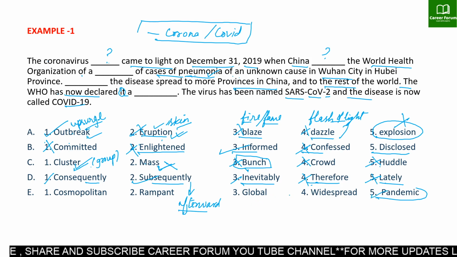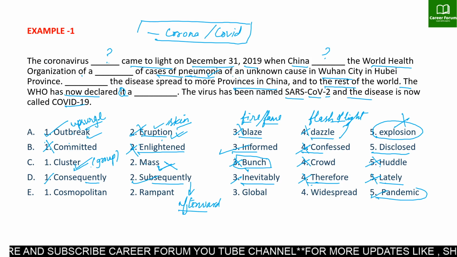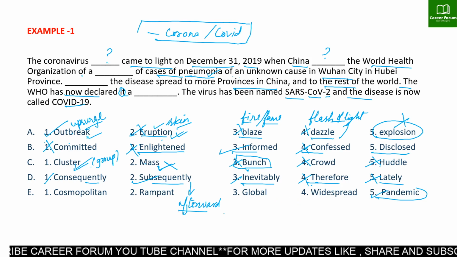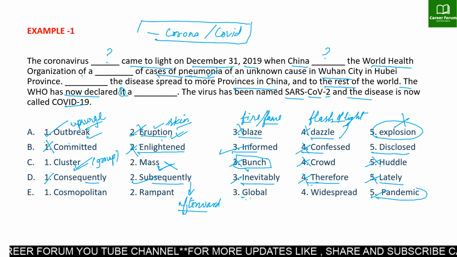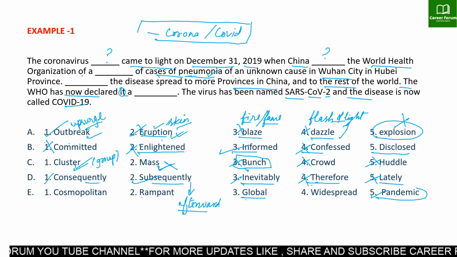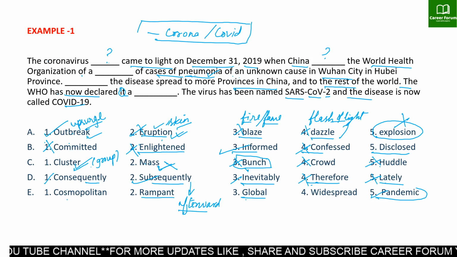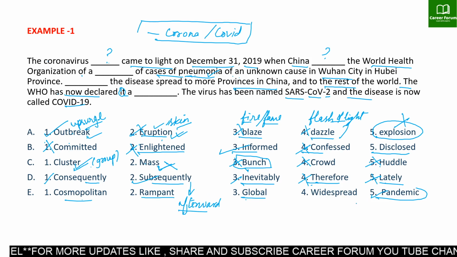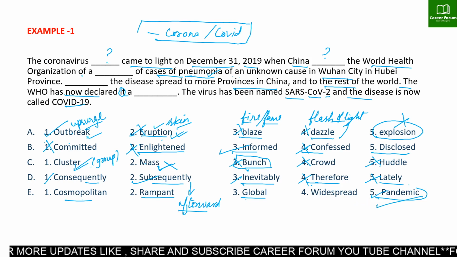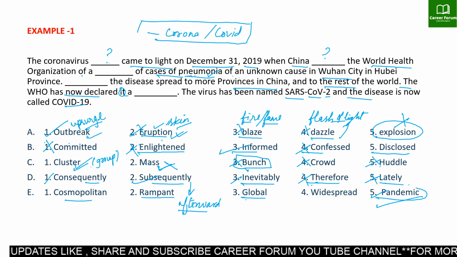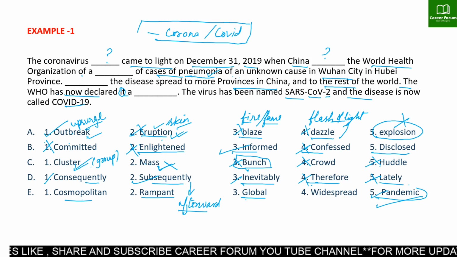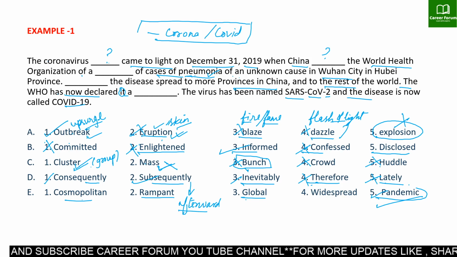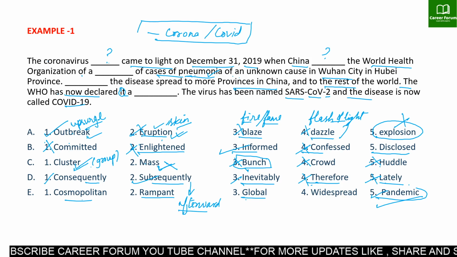And if you want to eliminate the other options, we can easily eliminate them. Widespread means worldwide. Global is also the same thing. Rampant is uncontrolled. We don't need this here. Cosmopolitan is also worldwide. So the only option that fits in the blank is pandemic. Due to its severe infectious and contagious mode, it has spread all over the world, and this is the reason that WHO has declared it a pandemic. Clear?